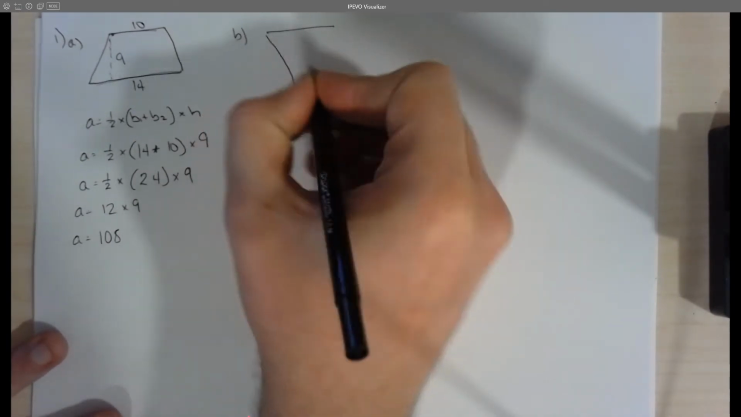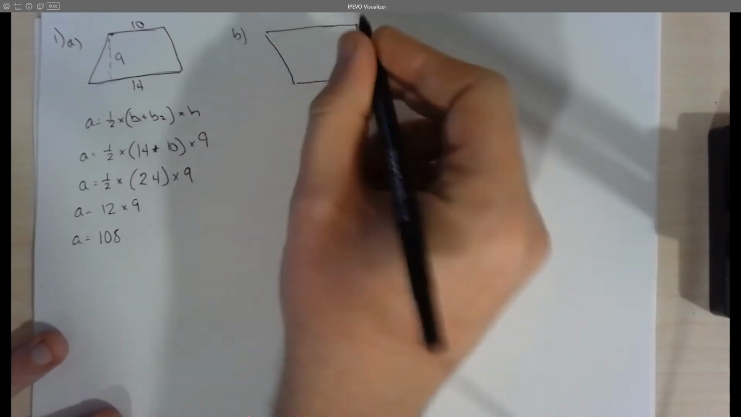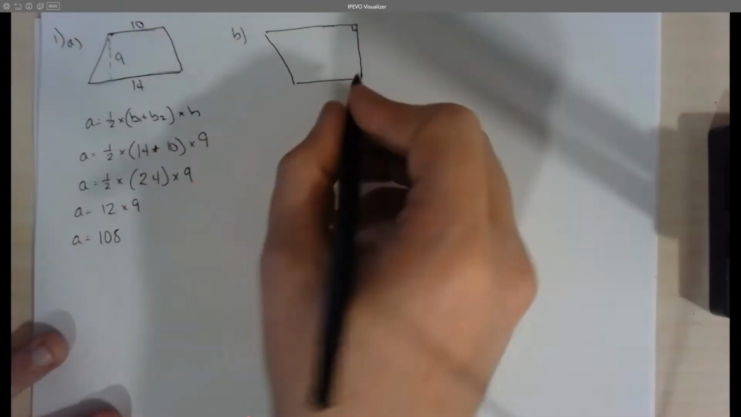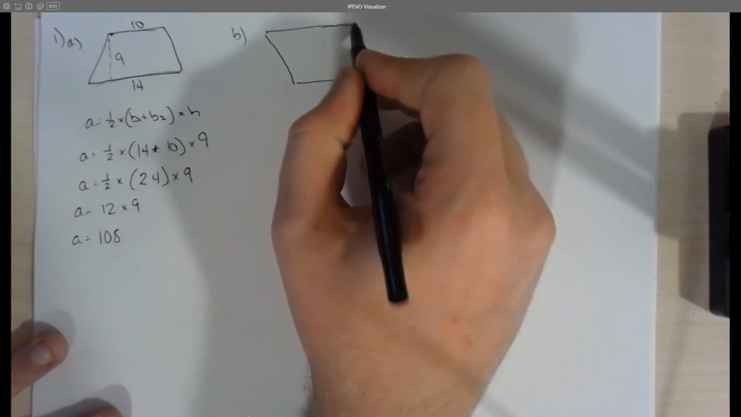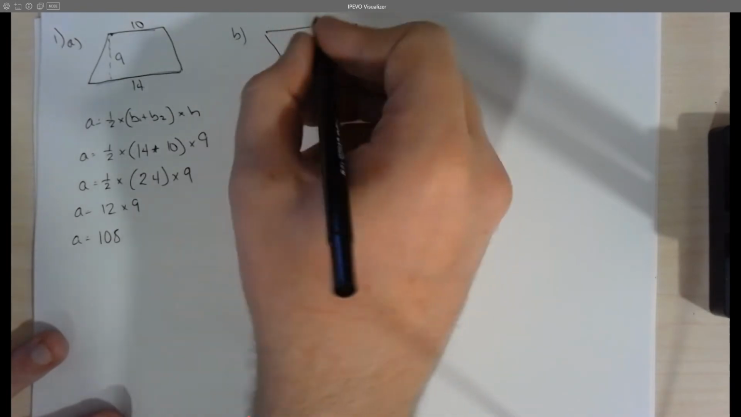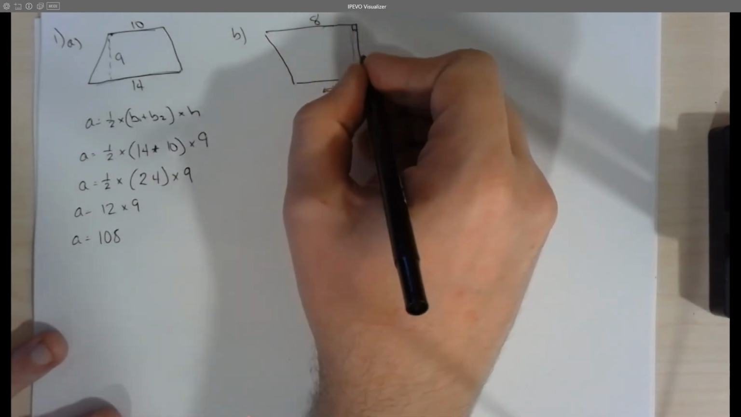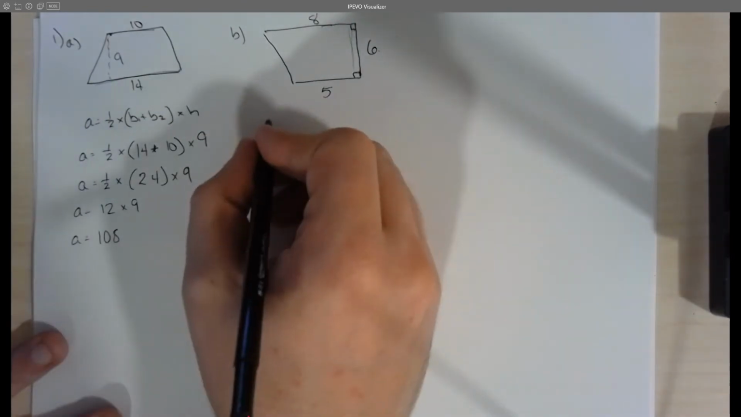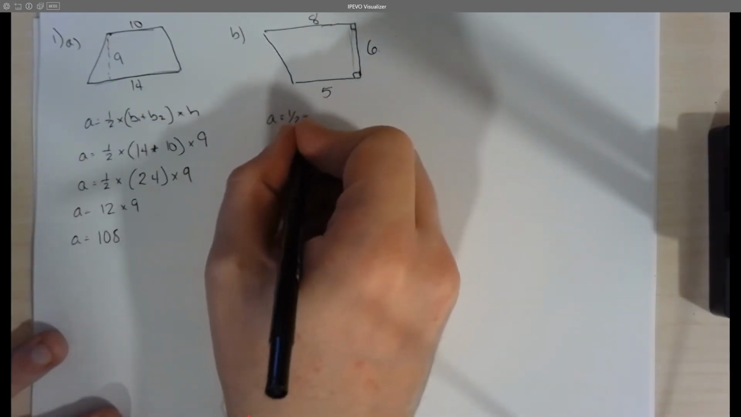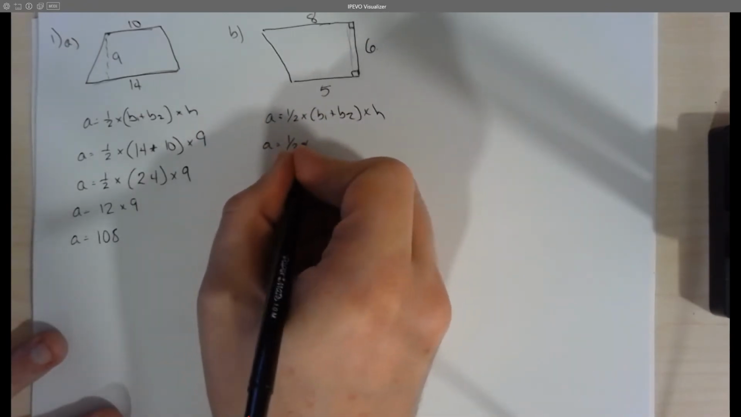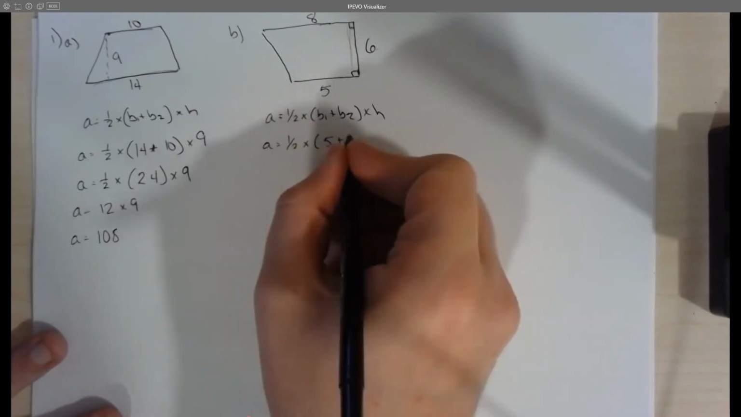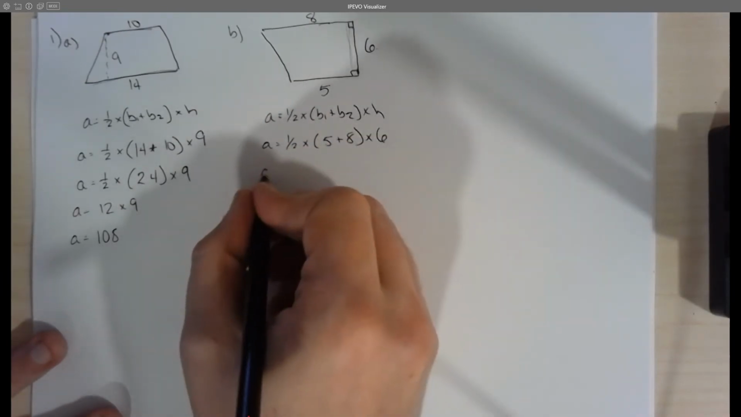Our second one, we are given a trapezoid that looks a little bit like this. We are told that this is a right angle, and these are right angles, although it's not too significant. It's just that we know then that this is the perpendicular height. So this is 5, this is 8, and we have a perpendicular height of 6. So in this question, area equals 1/2 times base 1 plus base 2 times height. Our base 1 is 5, our base 2 is 8, and our height is 6.